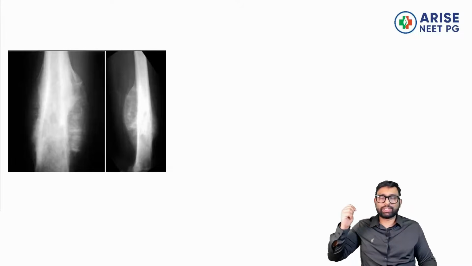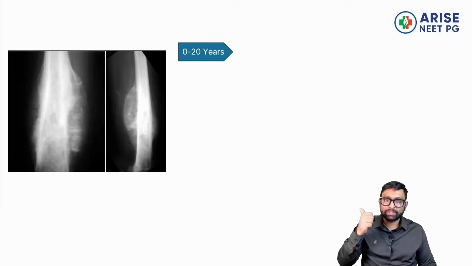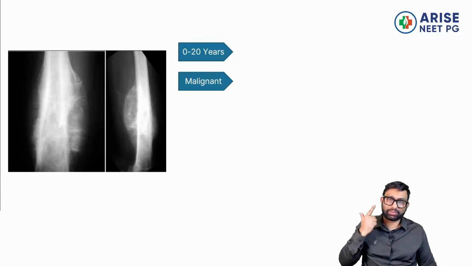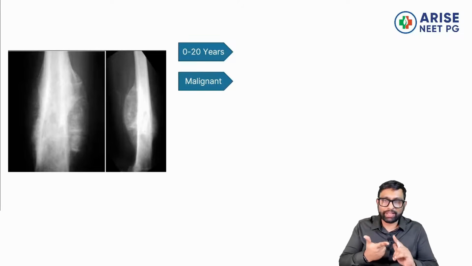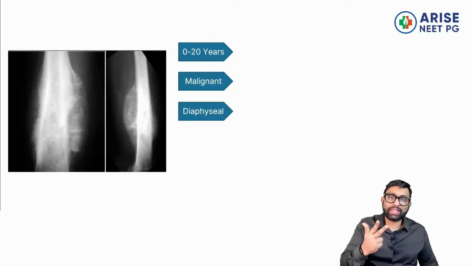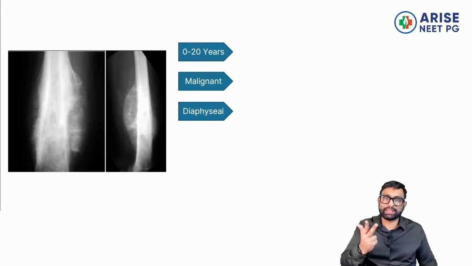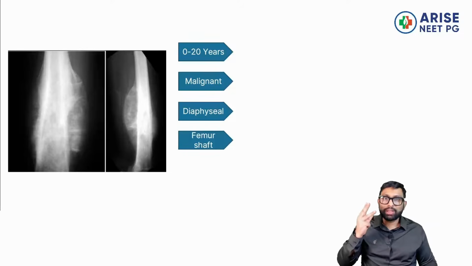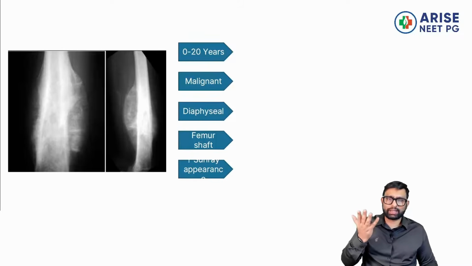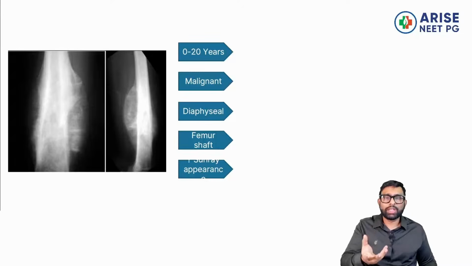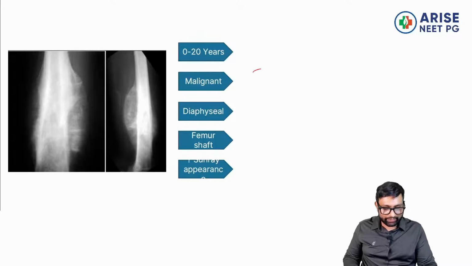So in this patient, let's use all of the things that we've learned. One, 0 to 20 years, so could be many tumors. Malignant tumor. Okay, it's a malignant tumor, so it has to be Ewing's or osteosarcoma. It's a diaphyseal tumor, and we know which are the diaphyseal tumors. In that, Ewing sarcoma is the best one. Femur shaft, again Ewing sarcoma is the answer. And a sun ray appearance. Sun ray appearance can be seen in any aggressive tumor, so Ewing sarcoma is one of the aggressive tumors. So the answer based on all of this is Ewing sarcoma. It is Ewing sarcoma, not osteosarcoma.